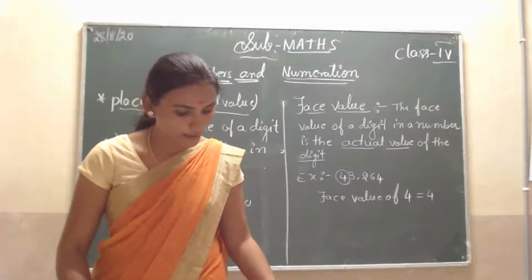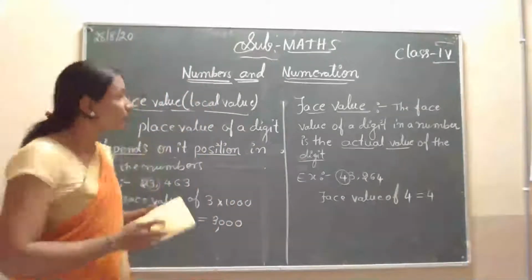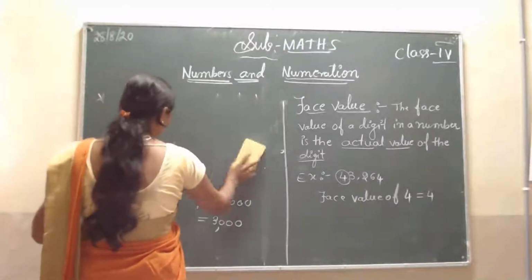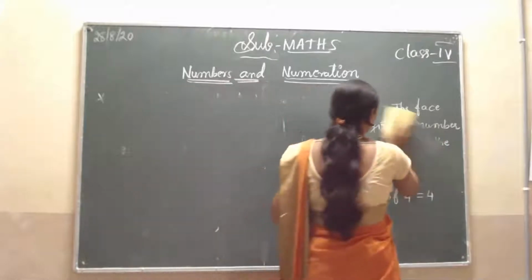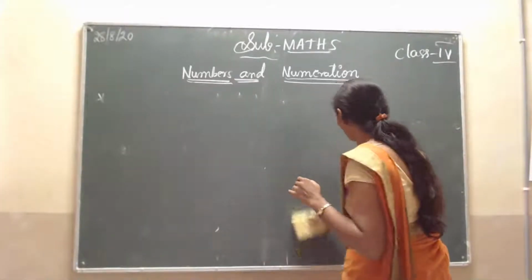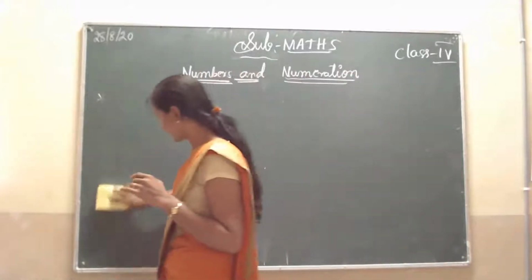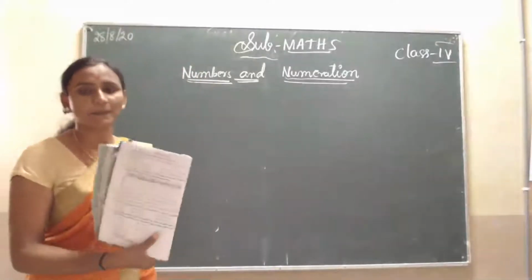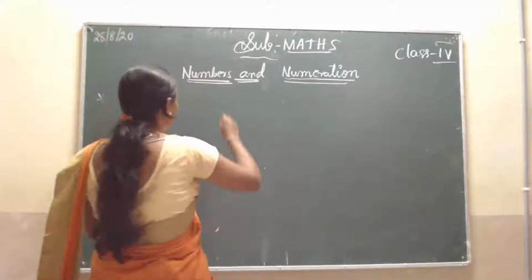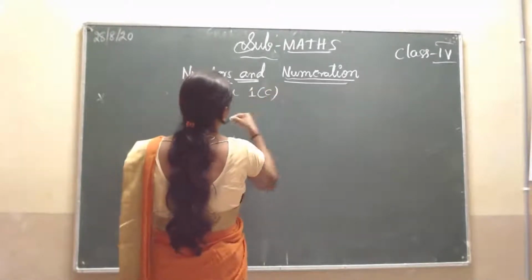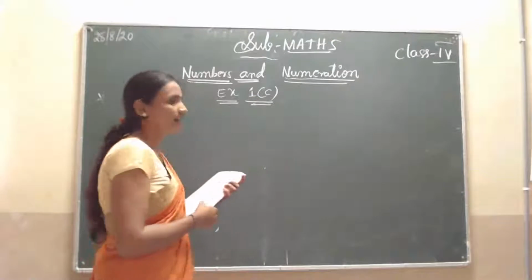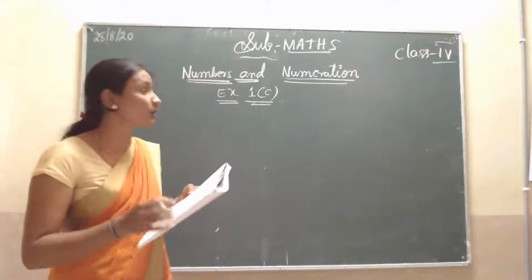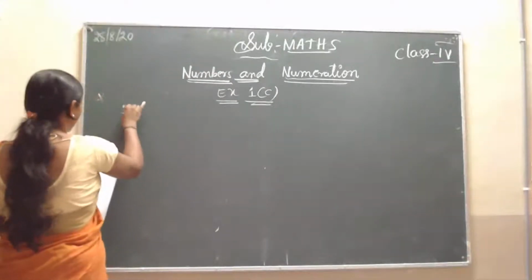Students, open page number 14. This is just the basic concept of face and place value. Now the exercise, Exercise 1C. Already I told you the basic concept, so solve the exercises given.